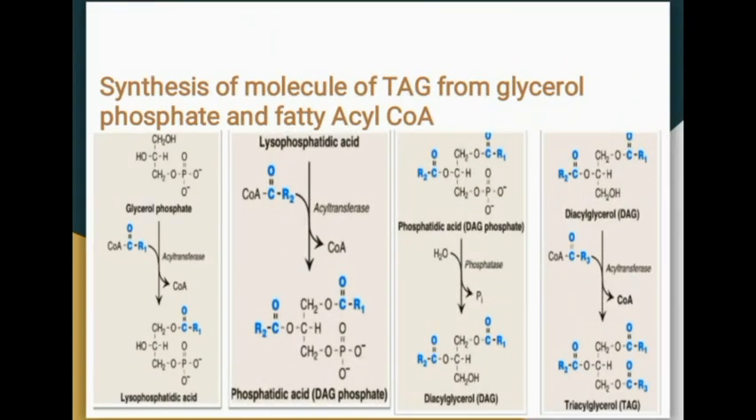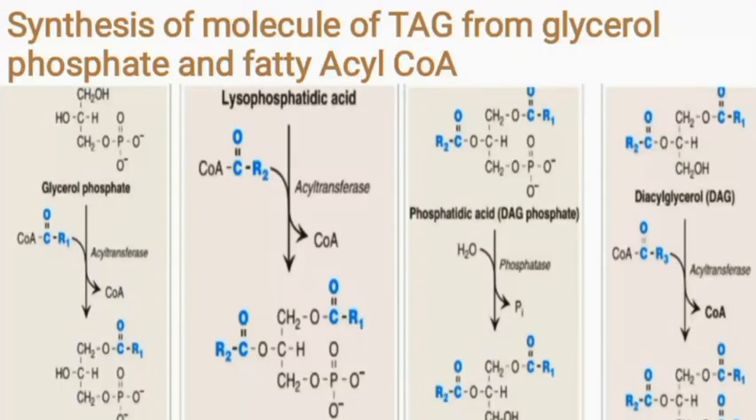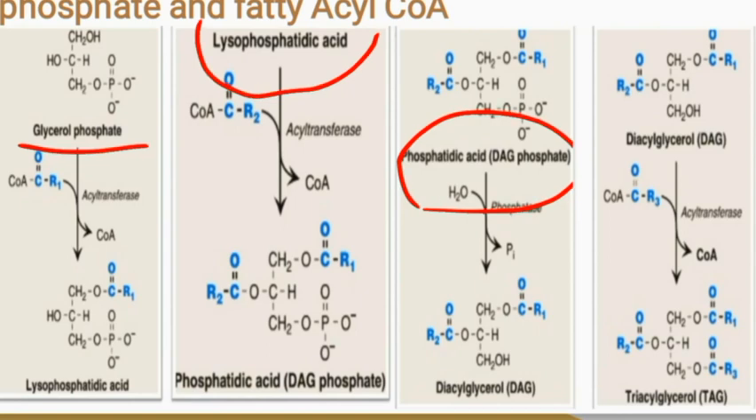The synthesis of a molecule of TAG from glycerol phosphate and fatty acyl-CoA. First of all, glycerol phosphate is converted into lysophosphatidic acid. From lysophosphatidic acid, it is converted into phosphatidic acid. Phosphatidic acid is converted into diacylglycerol, and from diacylglycerol, it is converted into triacylglycerol. Different enzymes, acyltransferase and phosphatase, are present, which convert it in different steps.